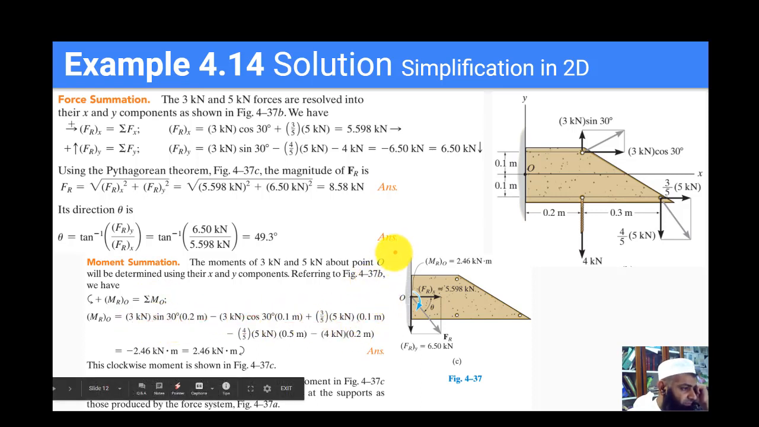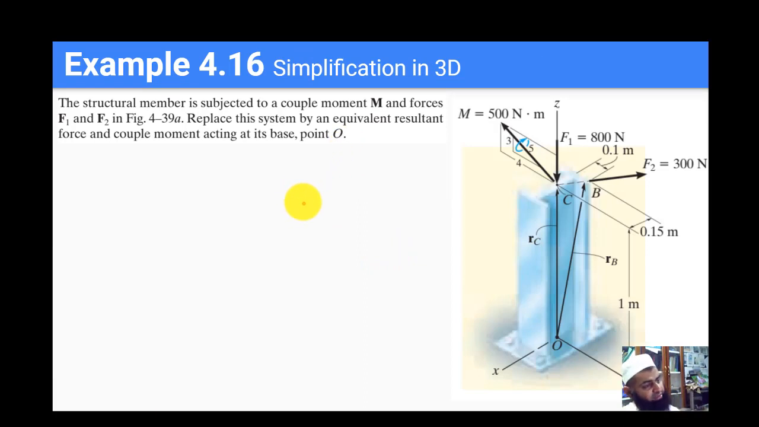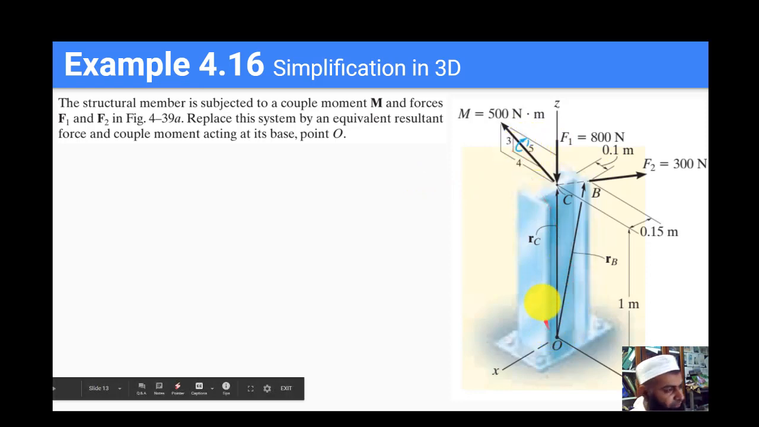Okay, so now look at this other example, which is for a system in 3 dimensions, where a structural member is subjected to a couple moment n and forces F1 and F2. Replace this system by an equivalent resultant force and a couple moment acting at its base point O. So we have this body, this girder, which has 2 forces and a couple moment acting on it, and we want to make an equivalent system where all the forces and the couple moments are acting at this point O.